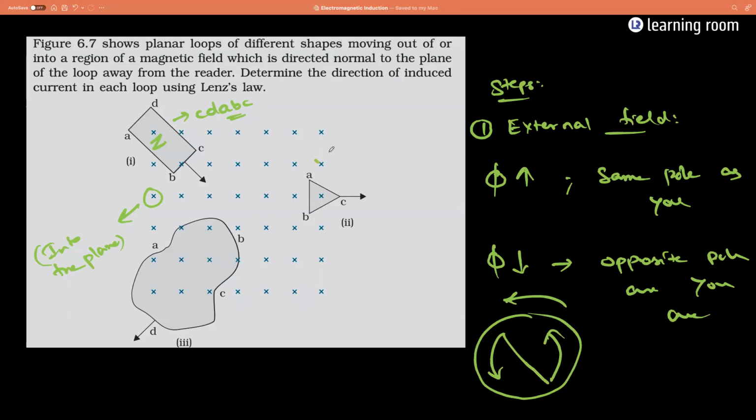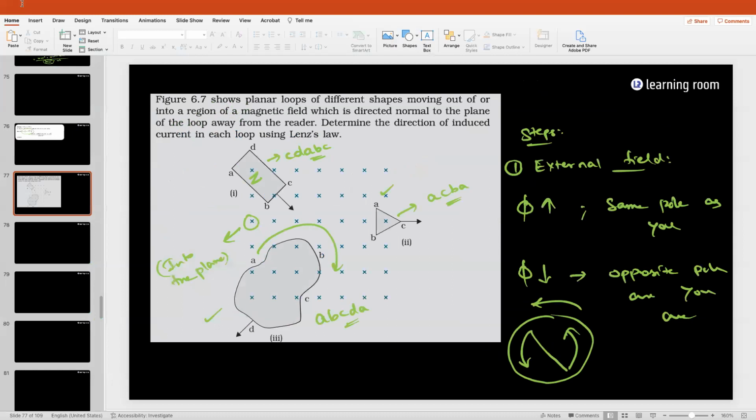Right. What about the second one? When the coil is moving away, it is moving out of the plane. So flux is decreasing. So it should be? Clockwise. ACBA. What about the third one, the potato shaped one? Sir, clockwise. Clockwise, because the flux is decreasing. So the answer will be ABCDA. Is everyone clear with this? So this is one kind of a problem. Yes, sir. So like this, you have these textbook problems, right?